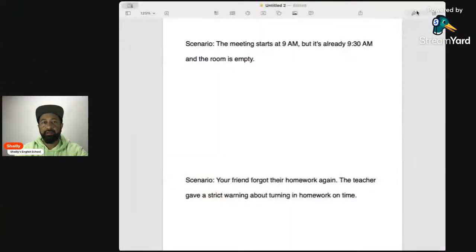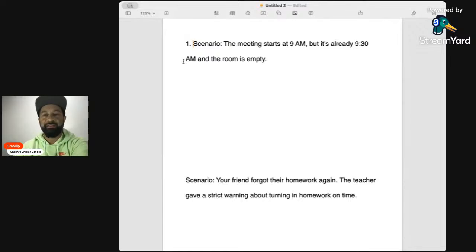All right, so here we got our first scenario, and I'm going to put a big number 1 next to it. Number 1, the scenario says the meeting starts at 9 a.m., but it's already 9:30 a.m. and the room is empty. So remember, be supposed to means some action was planned to happen, but then it didn't happen. So that's one way we can use this.